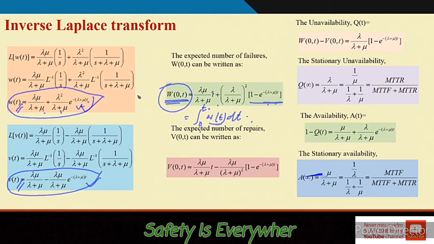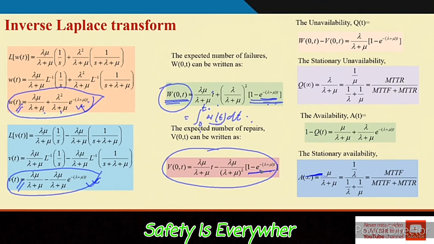within time t. And similarly, what is the expected number of repairs? You just integrate V(t) from 0 to t, and you will get this expected number of repairs. So this 1 minus this is coming here, and here also 1 minus this is coming, you derive.